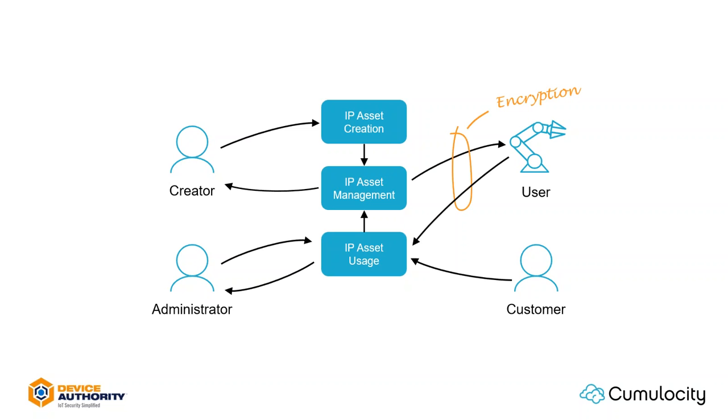In this situation, the integrity of the information transferred between the intellectual property management system, those middle boxes, and the manufacturing plant or equipment is key, with encryption often being essential.